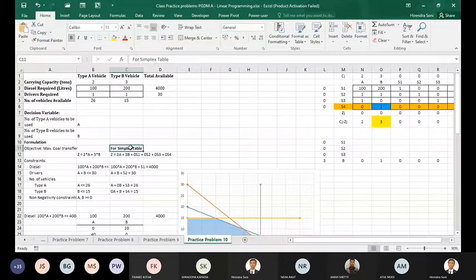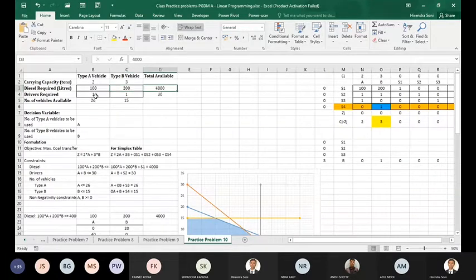Then our constraints. Constraints means the factors which are limiting your performance. So one was your diesel, second the number of drivers, and third the number of vehicles of each type which is available. So diesel can be written as 100 into number of type A vehicles, and 200 into number of type B vehicles should be less than or equal to 4,000.